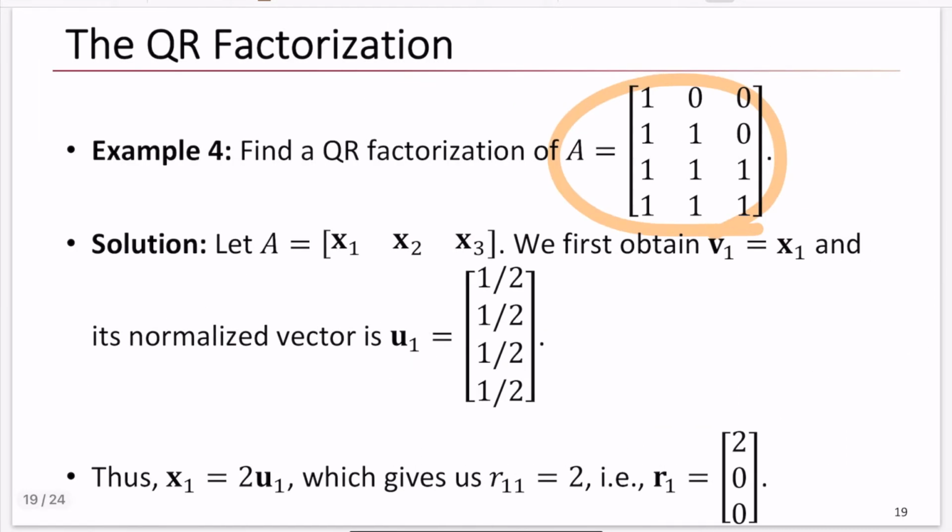Today we will see examples of this QR factorization. Find the QR factorization of matrix A, with rows 1 1 1, 1 0 1, 1 1 0, 0 1 1. First of all, let matrix A consist of the three column vectors x1, x2, and x3. To find the orthonormal basis, we first obtain v1 equal to x1 from the Gram-Schmidt process.